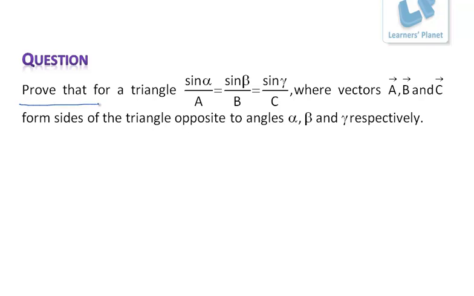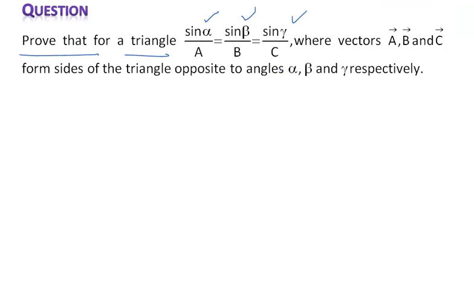wherein we have to prove that for a given triangle, sine alpha upon A is equal to sine beta upon B is equal to sine gamma upon C. Now what is alpha, beta, gamma? They are the three angles of the triangle, and capital A, B and C are the sides opposite to the angle alpha, beta and gamma respectively. Okay, now let us first draw a figure, then we will come to know the exact meaning.